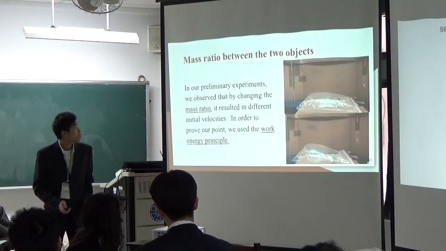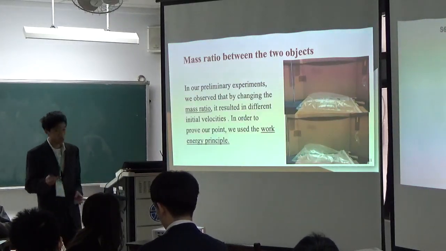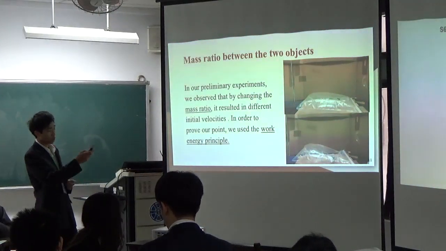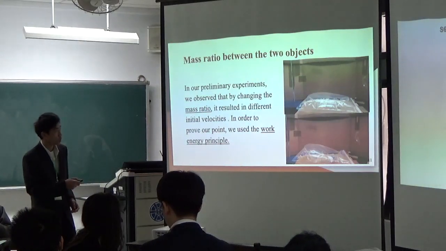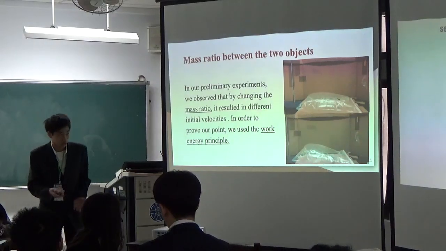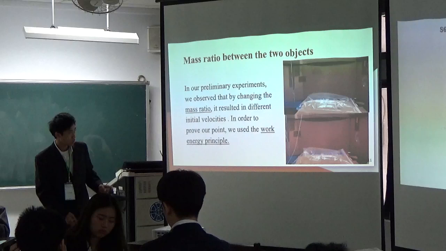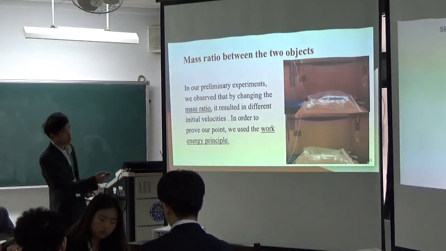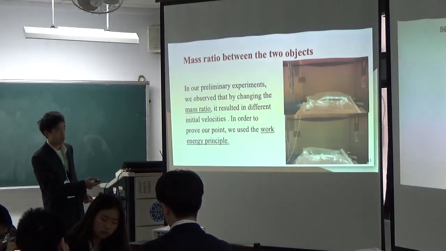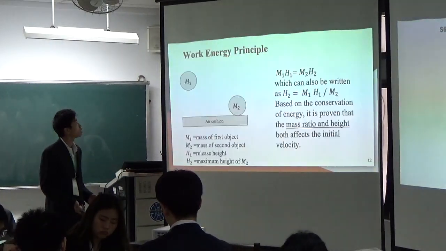In our preliminary experiments, we also discovered that by changing the mass ratio of the two objects, M1 is the ball, and M2 is this one, it resulted in different initial velocities. You can note that the video on top is the one with the lighter mass, and the video on the bottom is the one with the larger mass.